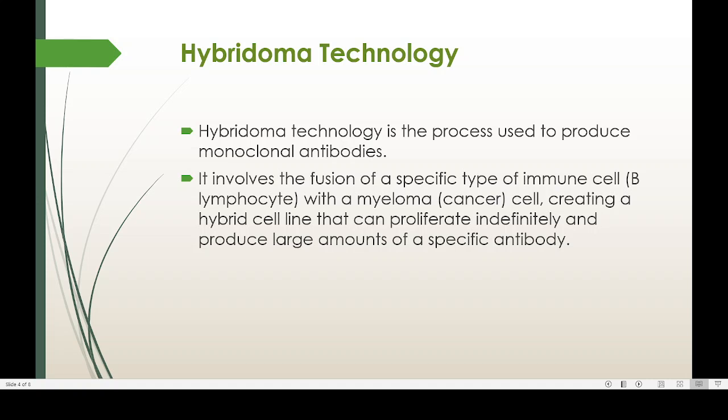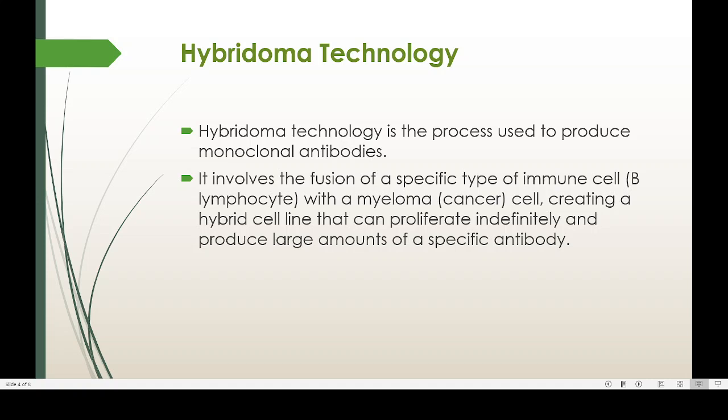So we take this plasma cell and the myeloma cell and combine them, and as a result we get a hybridoma, a hybrid cell. That hybrid cell will then be cultured in a medium, and after culturing we get a lot of this hybridoma cell. That hybridoma cell will be able to produce a large number of antibodies, and those antibodies will all have the same structure and same function. So that is known as a monoclonal antibody.